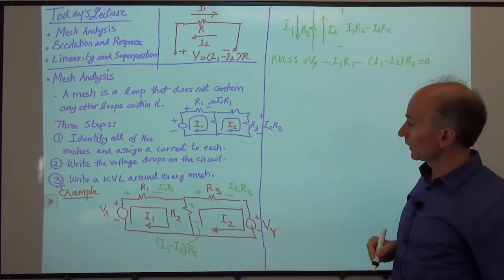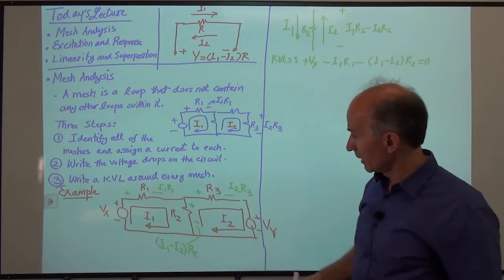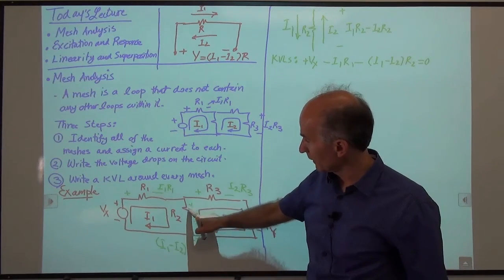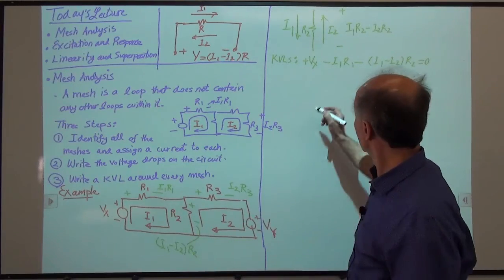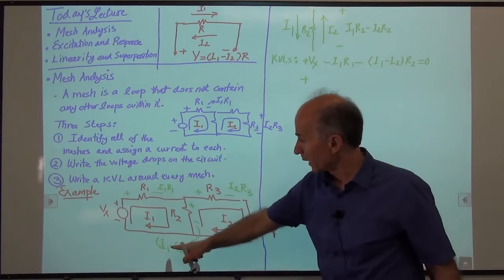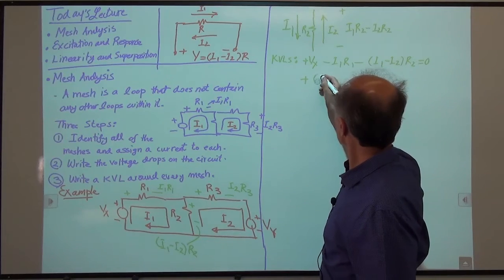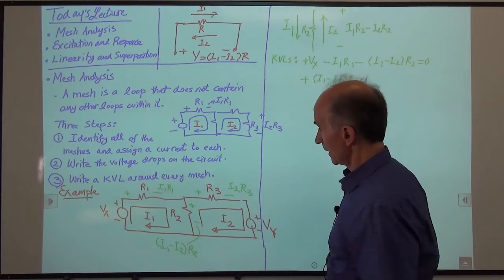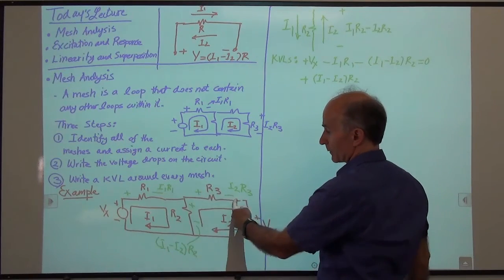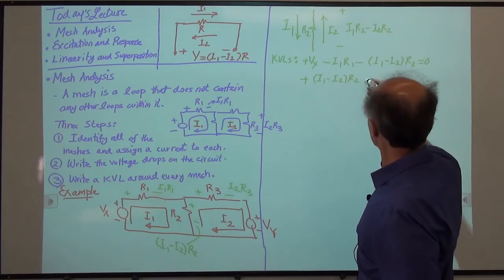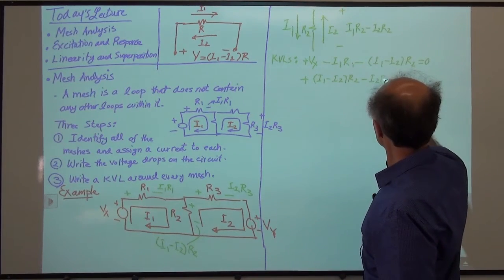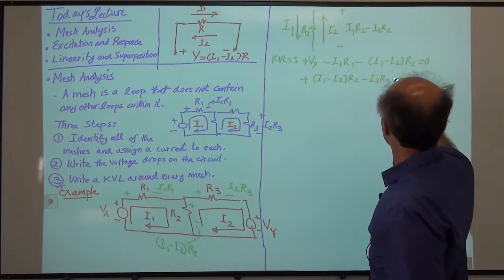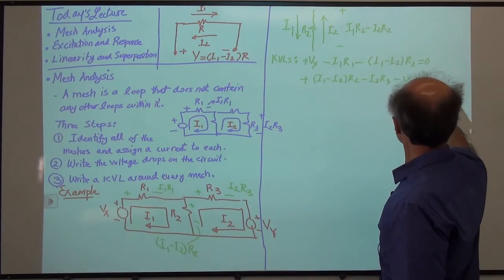All right. One more KVL around this mesh, starting anywhere we want. So let's say I start from here, going up the potential. So I'm going to write this voltage with a positive sign. How much is that voltage? It's I1 minus I2 times R2. Then I reach here and I go down this potential, high to low. So that's minus I2 R3. And then I go here and I'm going down the potential, minus Vy equals 0.